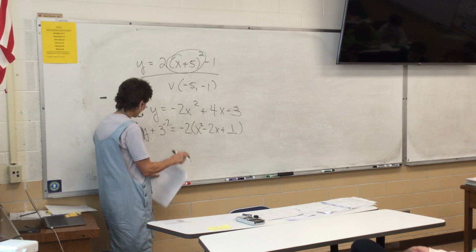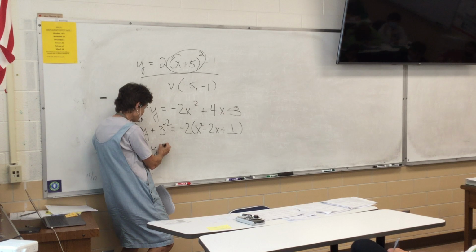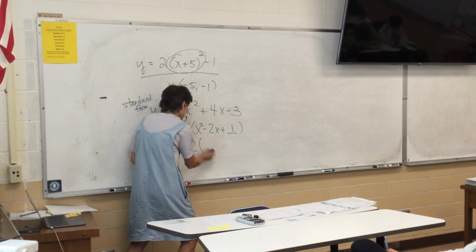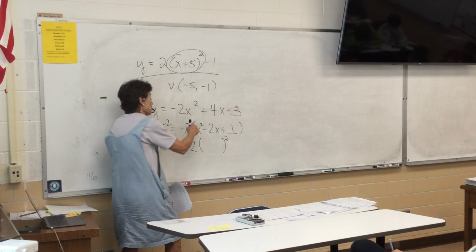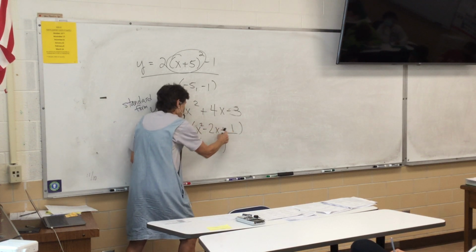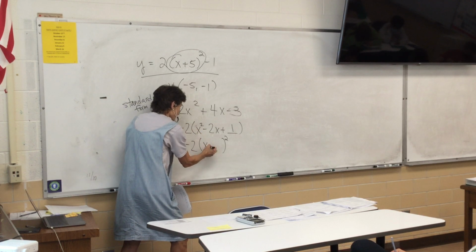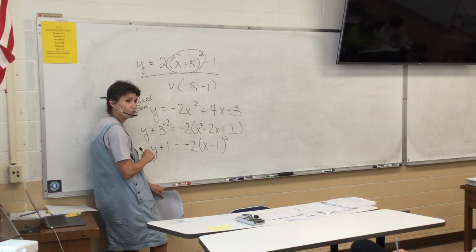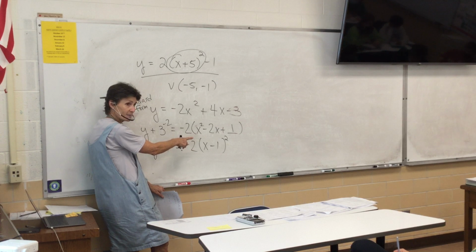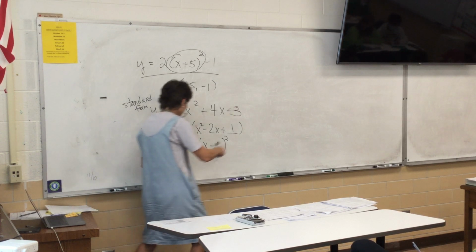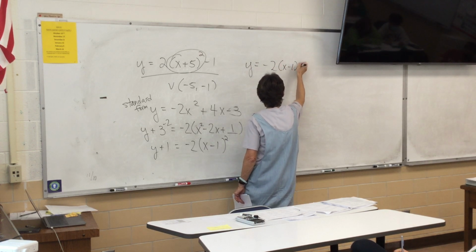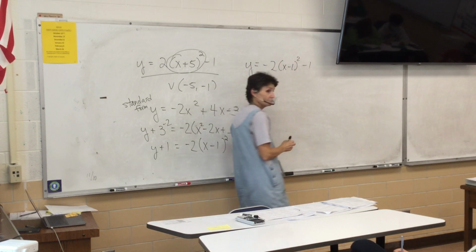Okay? So what have I got over here now? I've got y plus 1 equal to negative 2, and now here's the magic. That is a perfect square. What square is that? x minus 1. Now, all that's left to do is move this number back to the other side. So that'll go back to the other side, and I'll have y equals negative 2 times x minus 1 squared minus 1.